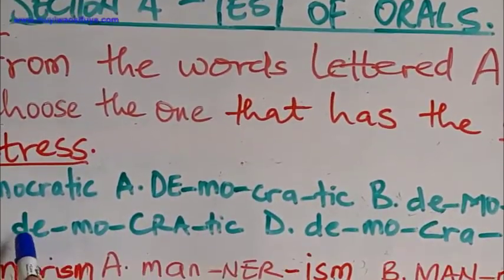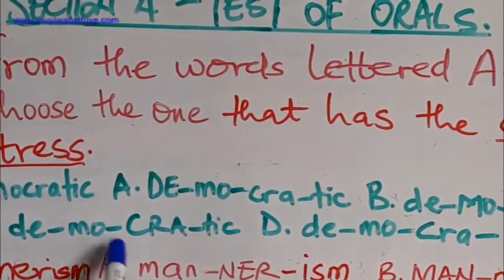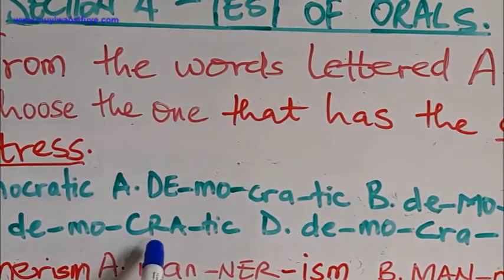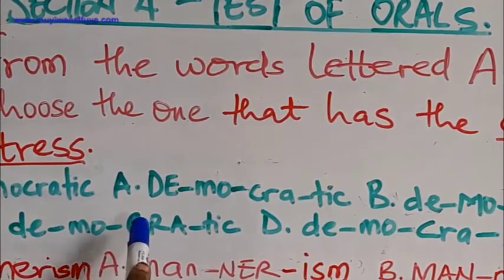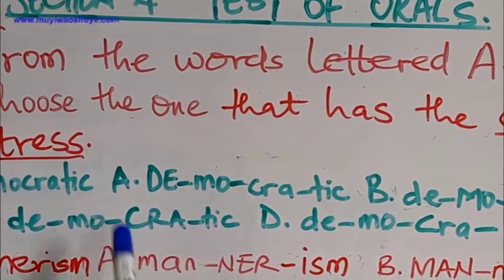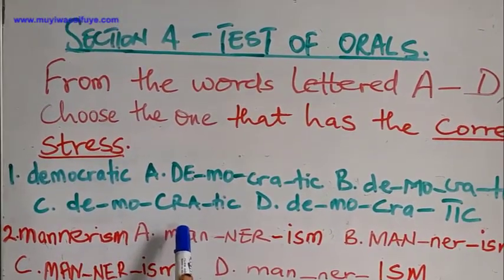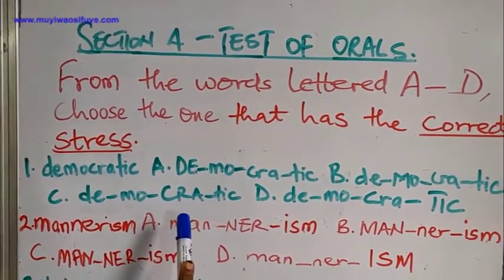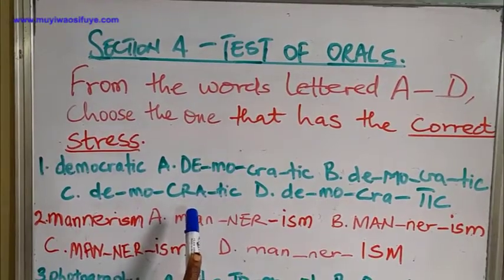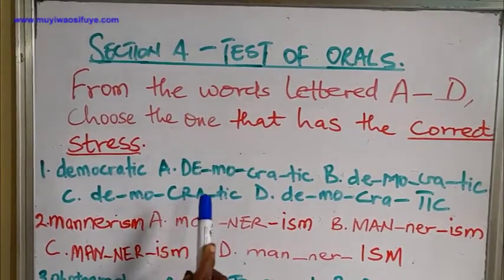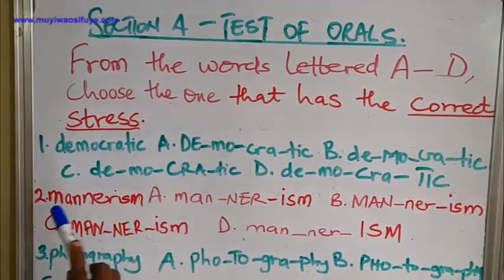So the word is now going to be pronounced: democratic. Because in finding the primary stress, it is the syllable that has the loudest pronunciation that is the correct syllable. That is for democratic. Now we're going to use the same pattern for the next one.